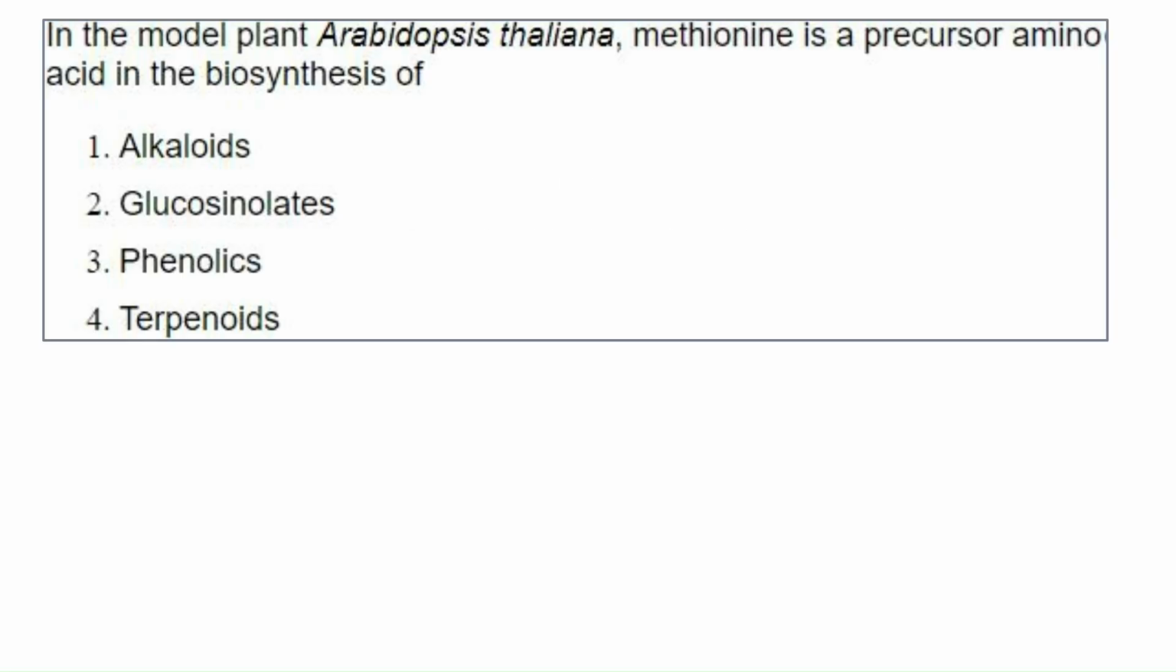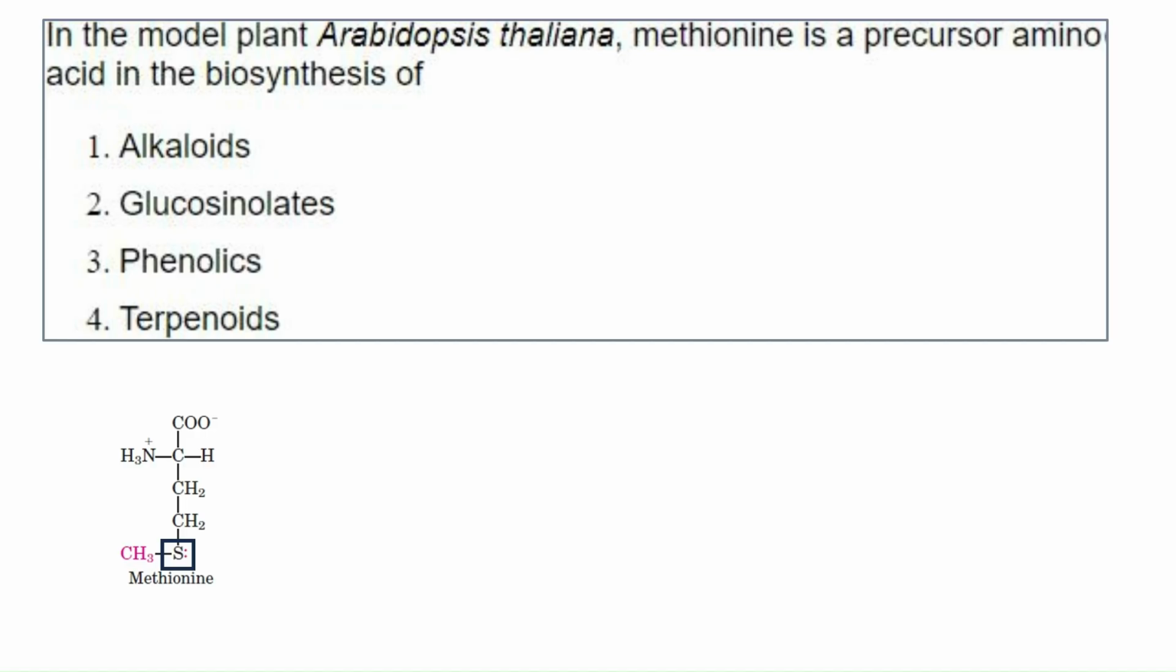So the first question is, in the model plant Arabidopsis thaliana, methionine is a precursor amino acid in the biosynthesis of. Then we have four options: alkaloids, glucosinolates, phenolics, and terpenoids. Now to answer this, we'll first start with looking at the structure of methionine. So, what is the unique thing about methionine? It is the presence of sulfur.